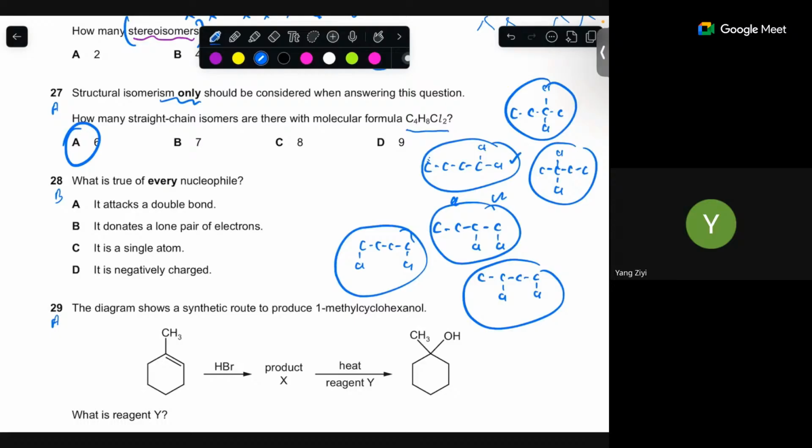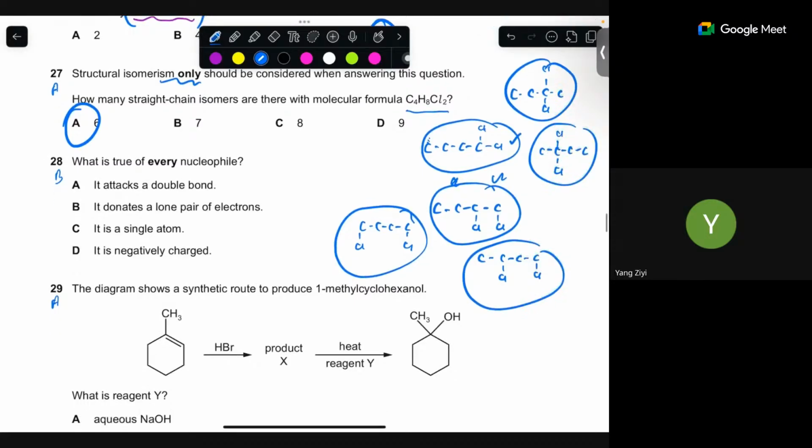Now, next question. What is true about every nucleophile? Nucleophile, they like nucleus because they like positive. So they attack double bond? No, double bond has electrons, that is an electrophile. It donates lone pair of electrons, yes. A single atom, not really, it can also be an ion. Is it negatively charged? It can be positively charged also, doesn't matter. It can be an atom also. As long as it has lone pair of electrons, it will be attracted to positive. So the answer is B.